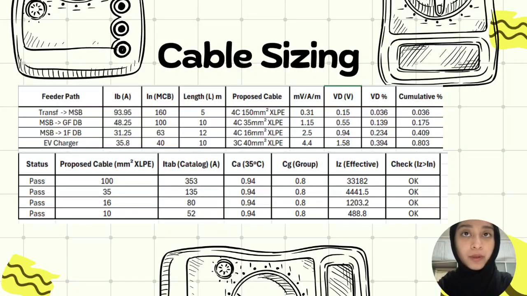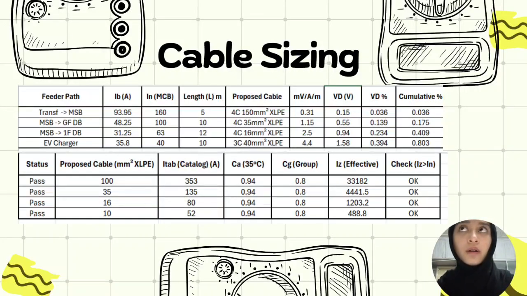Millivolt per ampere per meter. This one is from the cable manufacturer catalog, specific to the cable size. And for voltage drop, for the calculation we need millivolt times IB times length, and divide by 1000, and we get the VD.